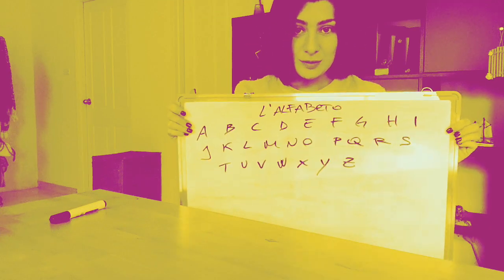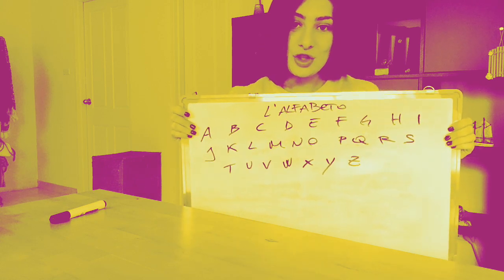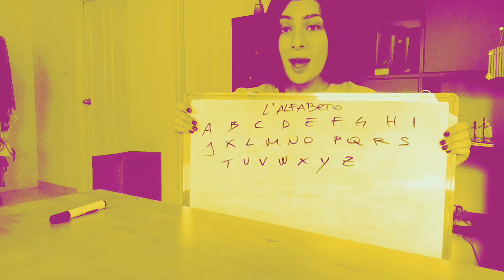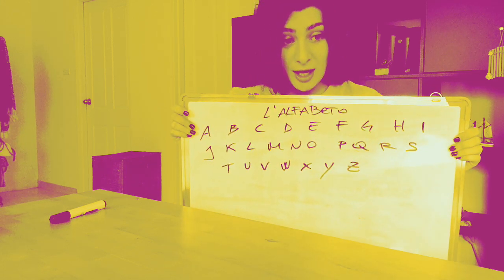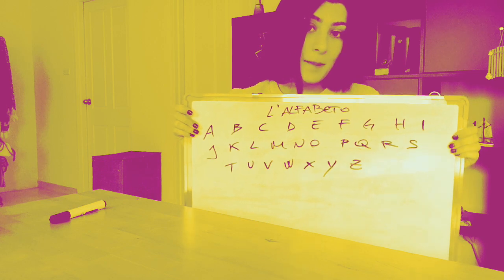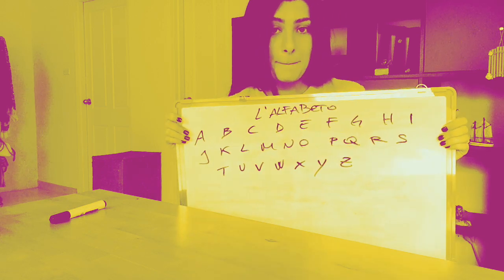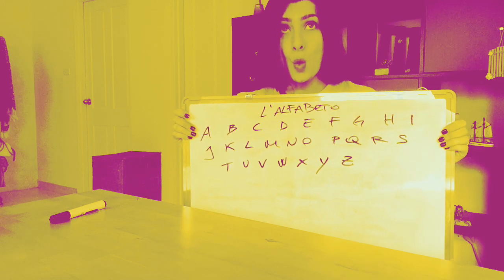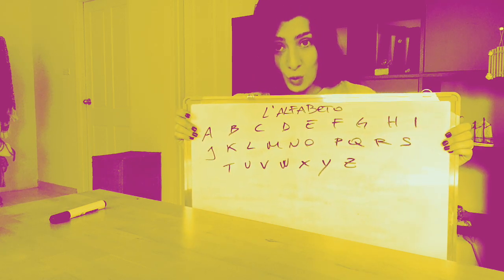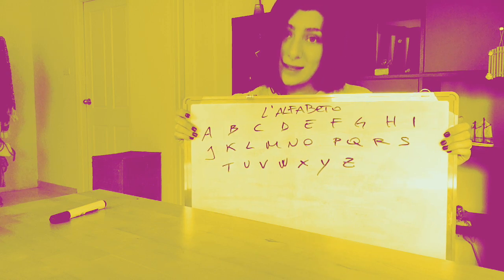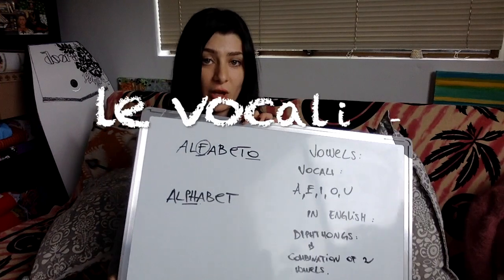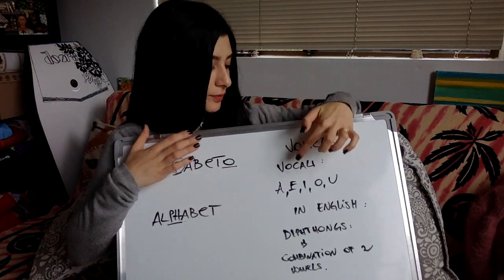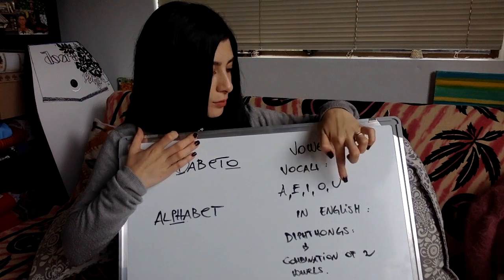L'alfabeto in italiano: A, B, C, D, E, F, G, H, I, J, K, L, M, N, O, P, Q, R, S, T, U, V, W, X, Y, Z. What about the vowels? Le vocali. We have A, E, I, O, U.